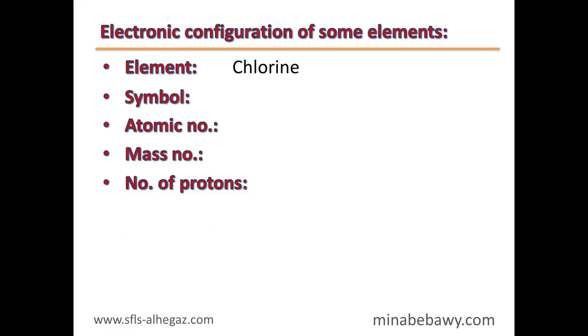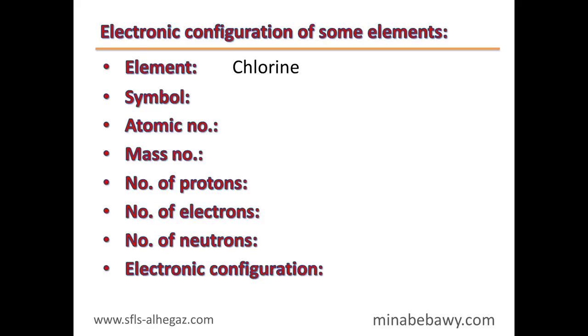The next element is chlorine. The symbol of chlorine is Cl. Its atomic number is equal to 17. Its mass number is equal to 35. Number of protons is equal to 17. Number of electrons is equal to 17. Number of neutrons is equal to mass number minus atomic number equal 18.